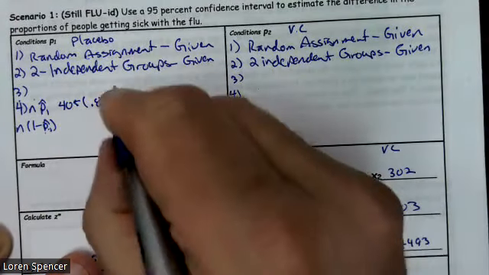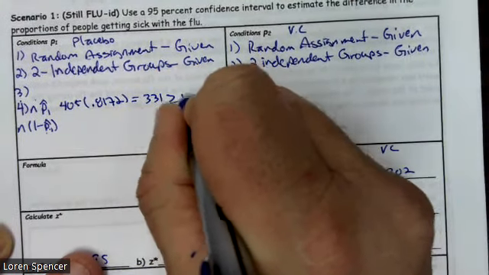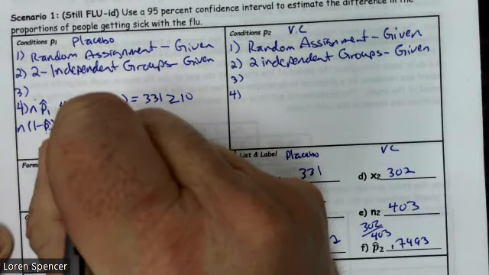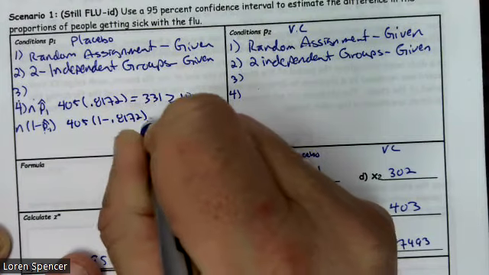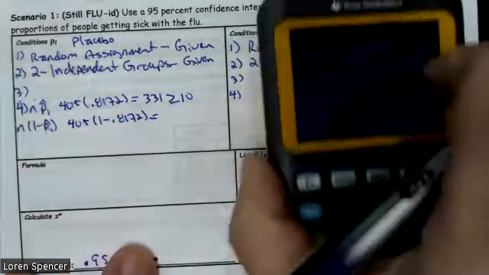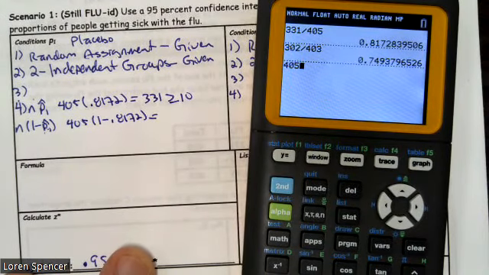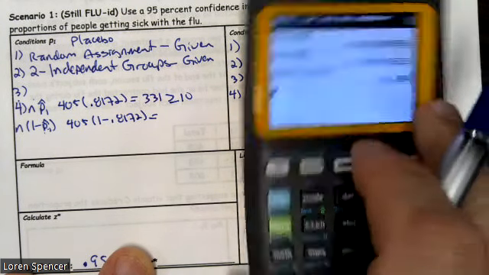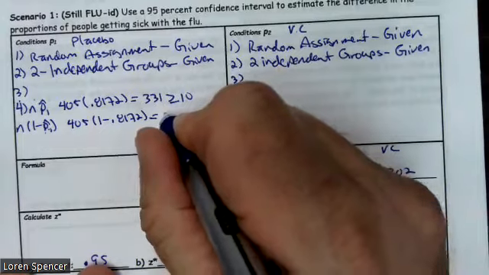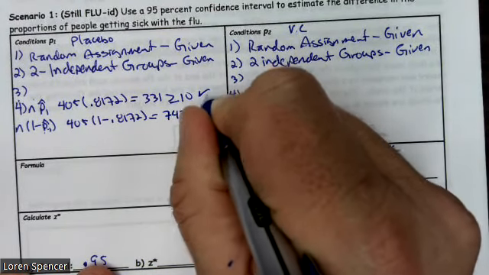And I know that value equals 331, and that's greater than or equal to 10. And then 405 times 1 minus 0.8172. I don't know exactly what that's going to be, so 405 parenthesis 1 minus 0.8172, close those parentheses, and I get 74. And that's greater than or equal to 10. So both of those are taken care of.